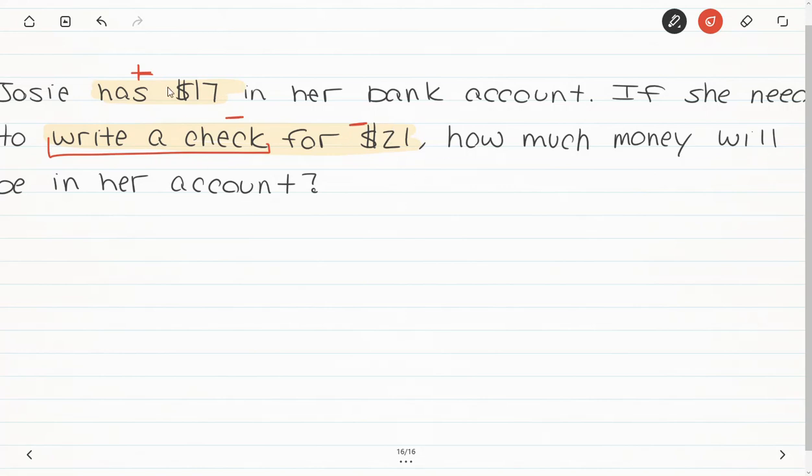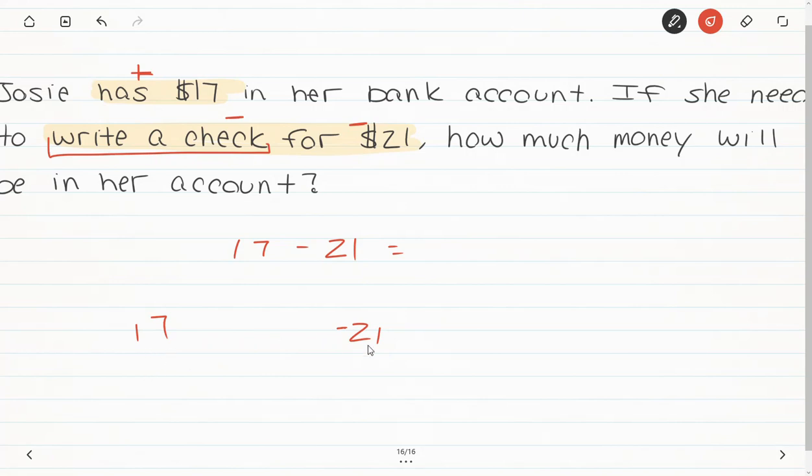And if I look at this first number, it's not paired with something else, so it's not a ratio. It's just an independent 17. I'm starting at 17, and then I'm writing a check, which means negative 21. How much money will be in her account? Now remember, you have to look at the 2 terms. The first term is a 17, the second term is a negative 21.